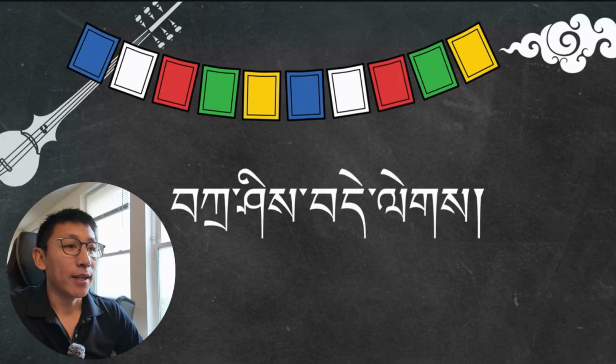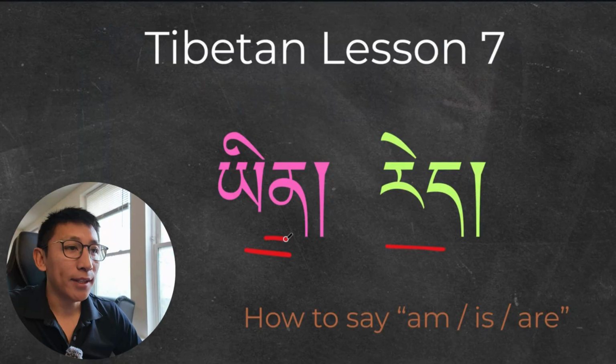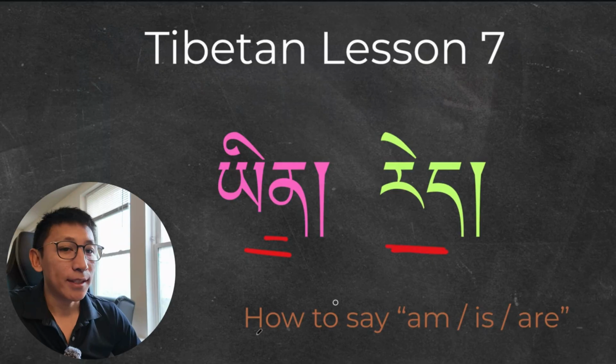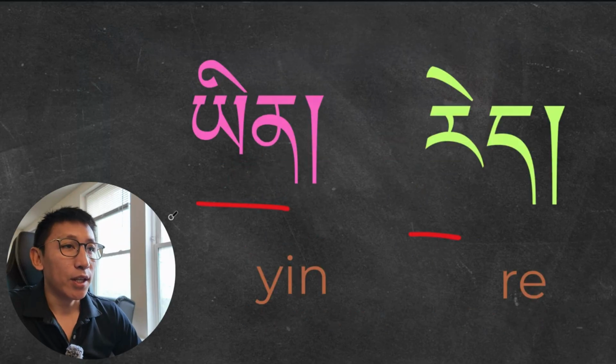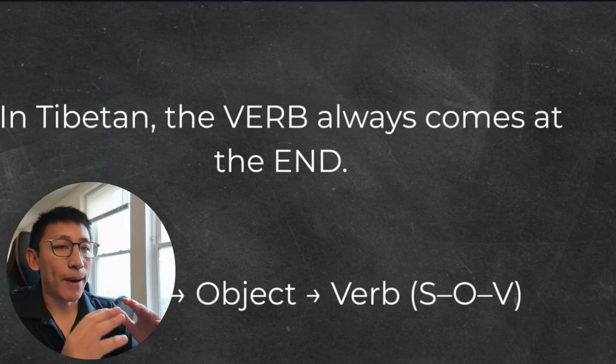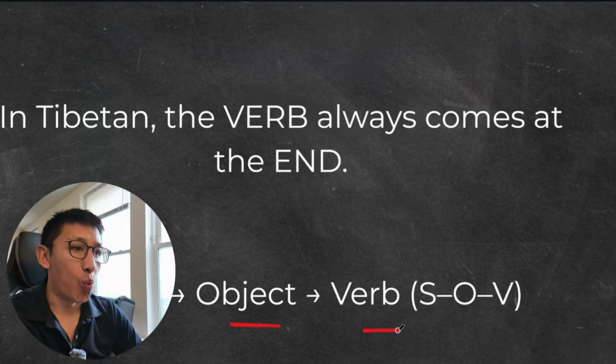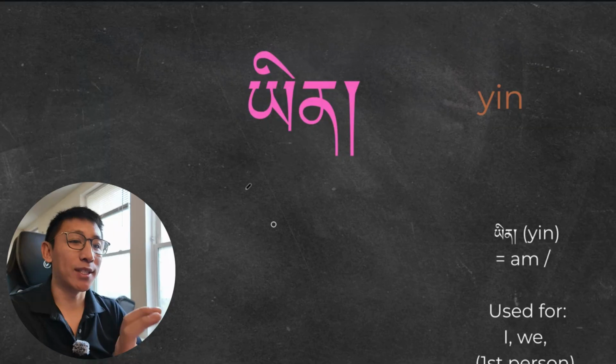How to say "am, is, are" in Tibetan language. We have here yin, and re. Mostly, like Tibetan sentences, we have the subject, the object, and the verb. So yin and re will come at the end of the sentence.